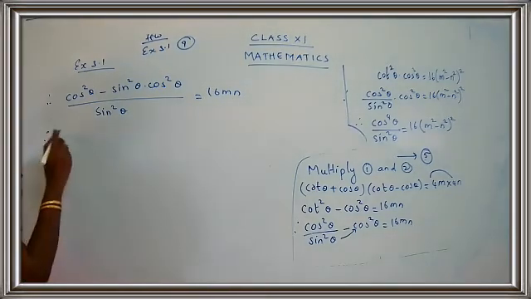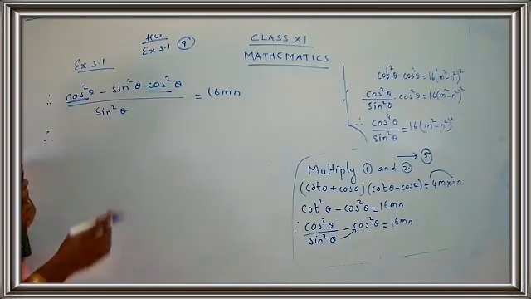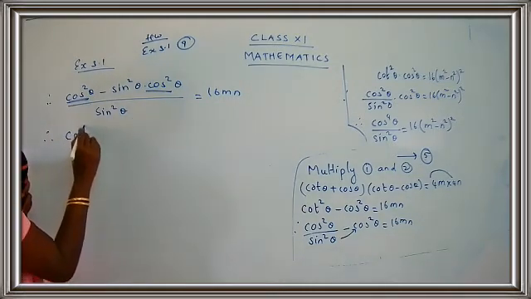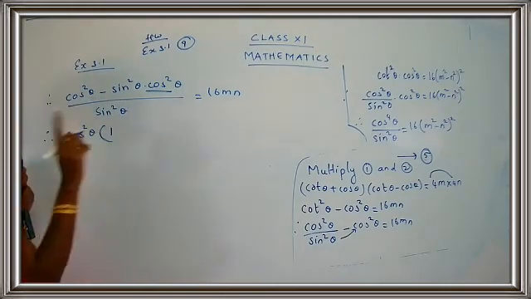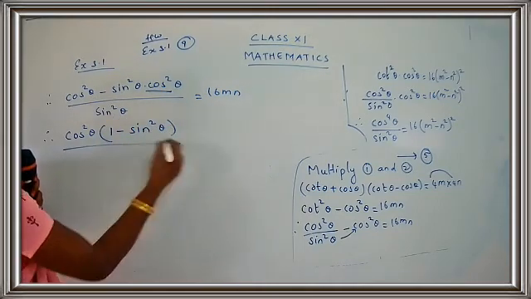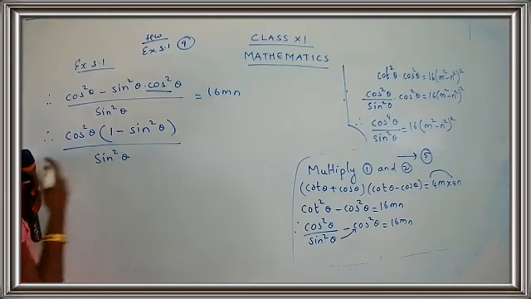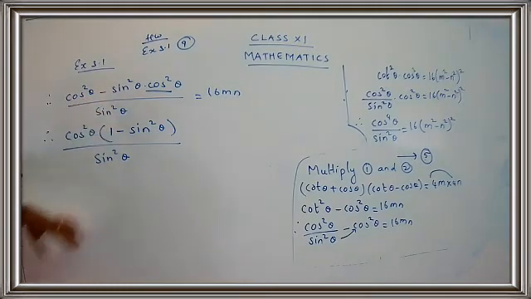Okay, now what can be done here, children? Just see, you have cos square theta and cos square theta common in both the terms. So take cos square theta common. So what is left here? If I take cos square theta common, only 1 is left, minus sin square theta upon sin square. Are you clear with this step, children? So what are we doing here? We are taking cos square theta common. When you take cos square theta common, what is left here? 1 minus sin square theta. Cos square theta, 1 minus sin square theta.